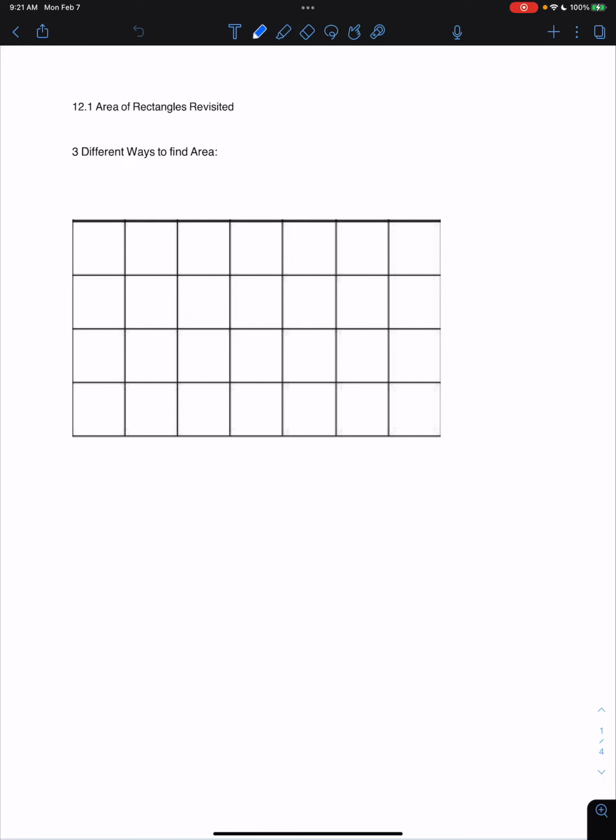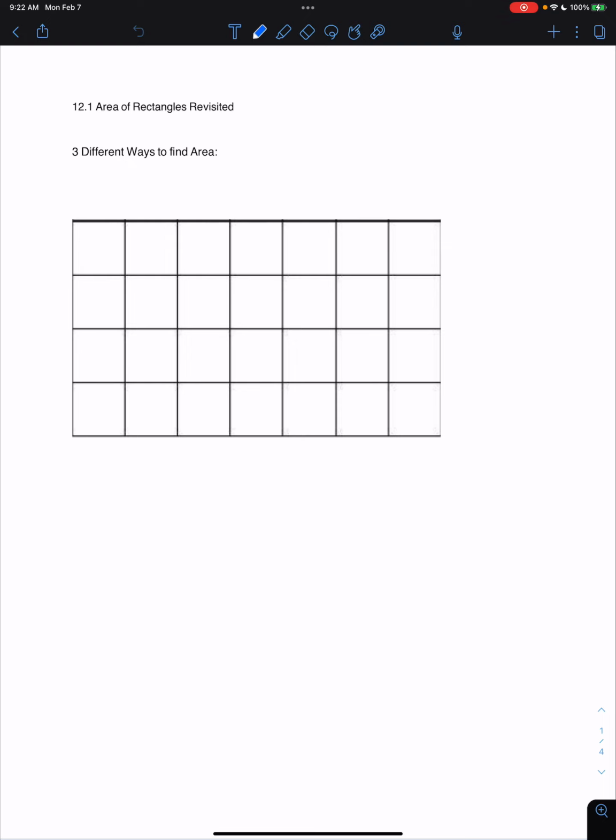So now we're going to talk about the area of rectangles. Again, we did a little bit of area of rectangles in chapter 11, but we're going to revisit it and dive a little deeper. So here I have a rectangle on the screen, and we're going to talk about 3 different ways to find the area.